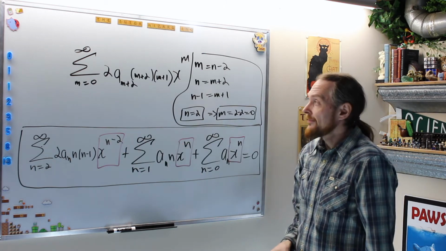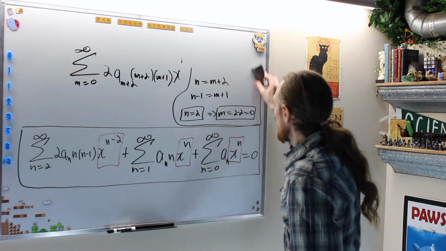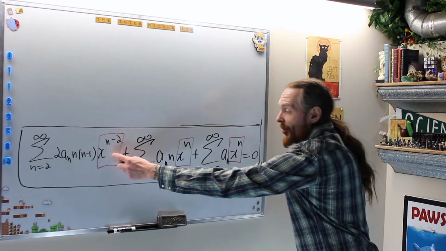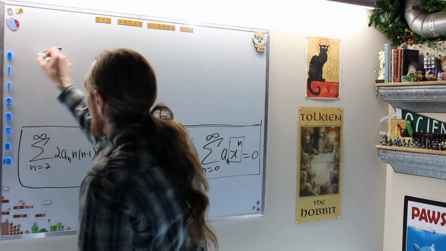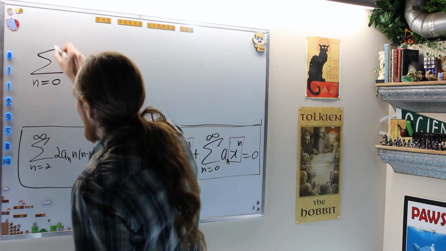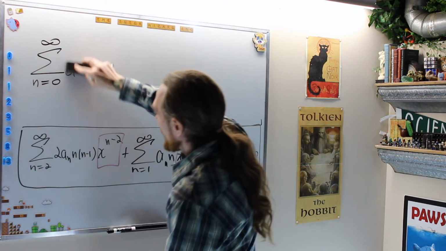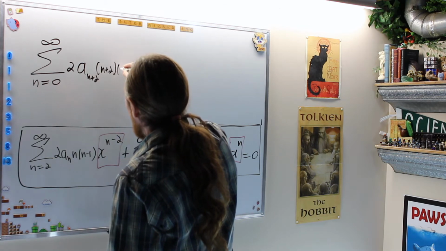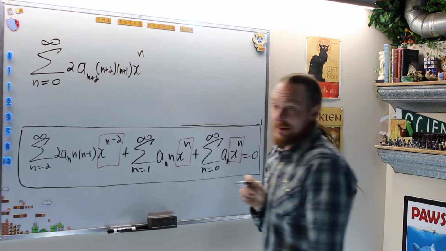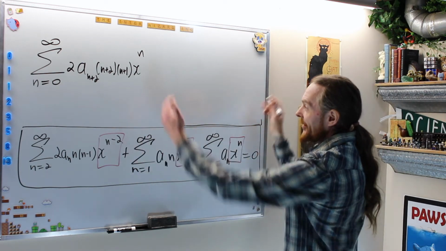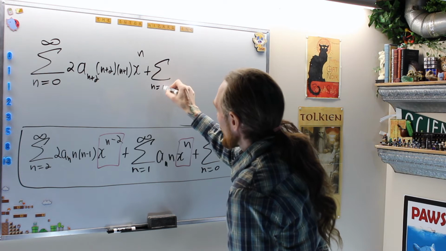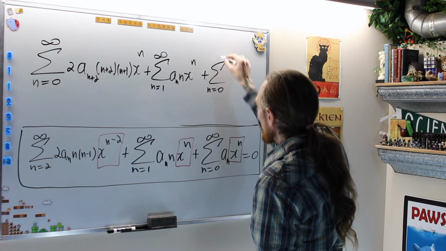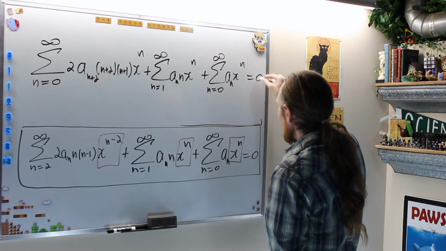pluses in my exponent. So what that re-indexing does for me is I can now re-index this and all the exponents are the same now. So that gives me the sum from n equals 0 to infinity of, where'd the 2 go? Nowhere. 2a_{n+1}(n+2)(n+1) x^n using the dummy variable. And I already have to fit these ones in there now. Plus the sum from n equals 1 to infinity of a_n x^n plus the sum from n equals 0 to infinity of a_n x^n equals 0.